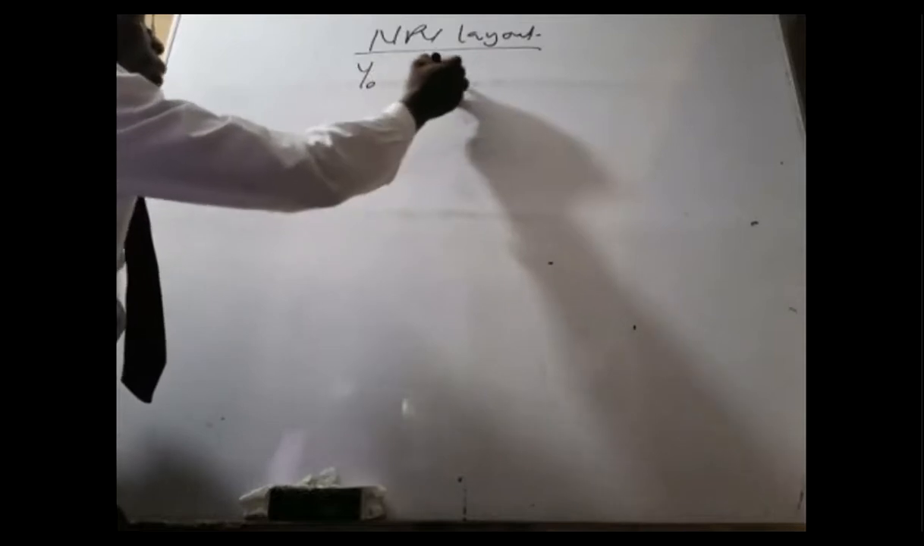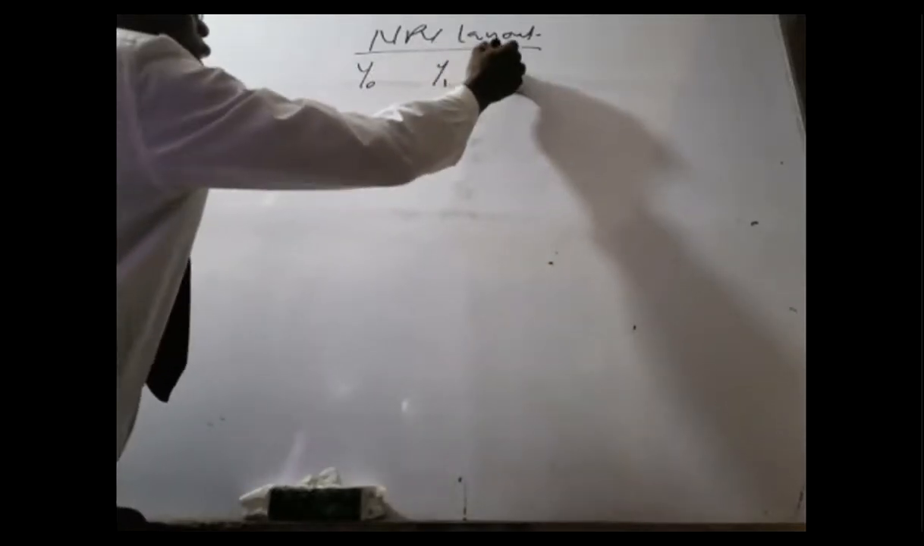NPV layout. So first of all, we start with year 0, year 1, year 2, up to the final year, or the project life. The project life is 5 years. You have year 5, year 6.